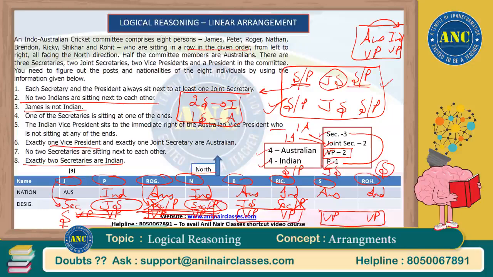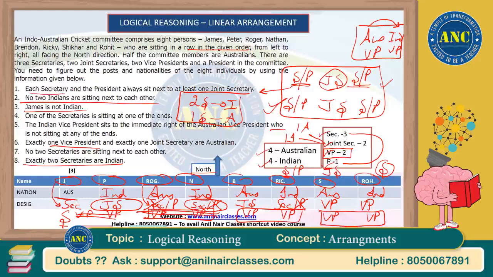The president cannot be Nathan, who is an Indian. So Nathan would be an Indian secretary. It means, okay, if we take this particular case, all our conditions are satisfied, and thereby we can say that this guy is a VP and this guy is a VP. Just see, all the cases are adding up now.